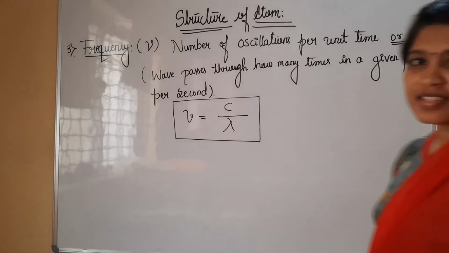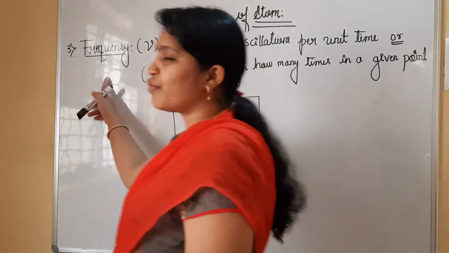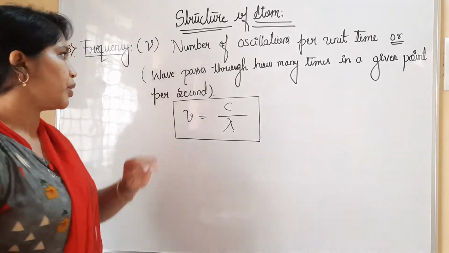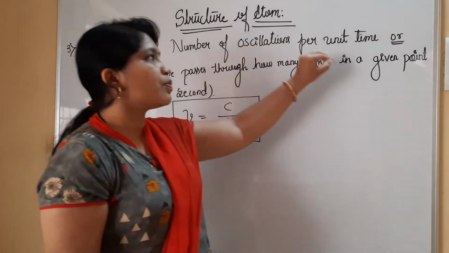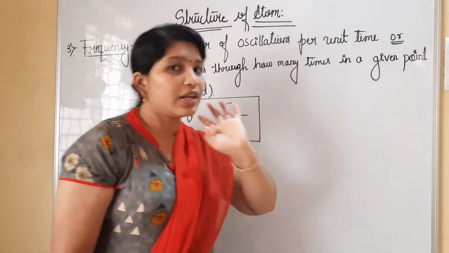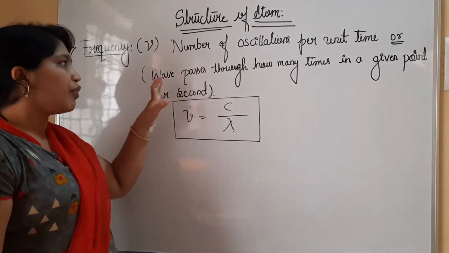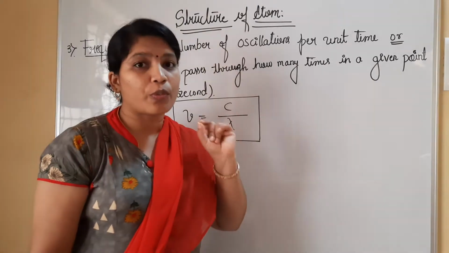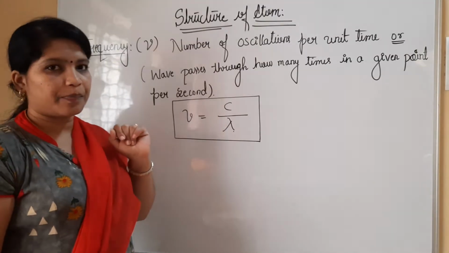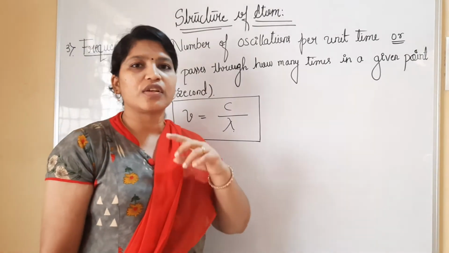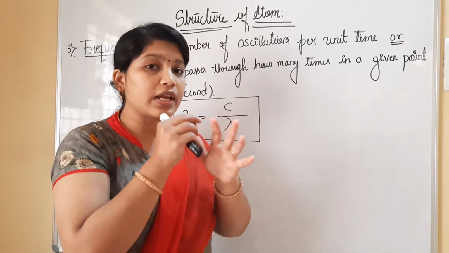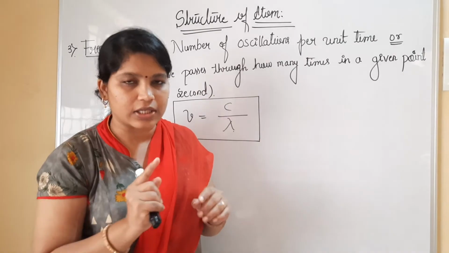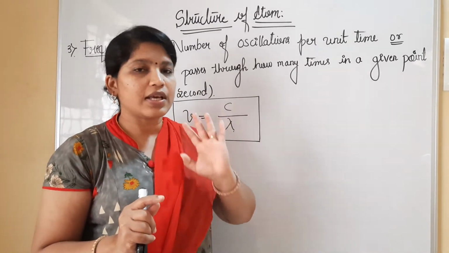Now let us understand next term called as frequency. What exactly is frequency, how we have to define? Listen to me. Number of oscillations per unit time, or it is also defined that wave passes through how many times in a given point per second. Always remember, frequency will be calculated that how many times a wave passes through in 1 second. The second mentioning is most important.